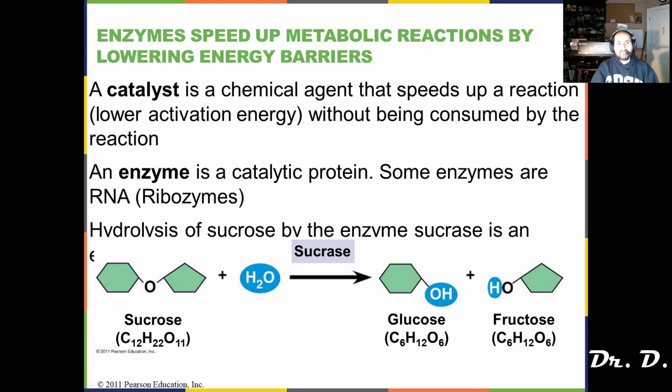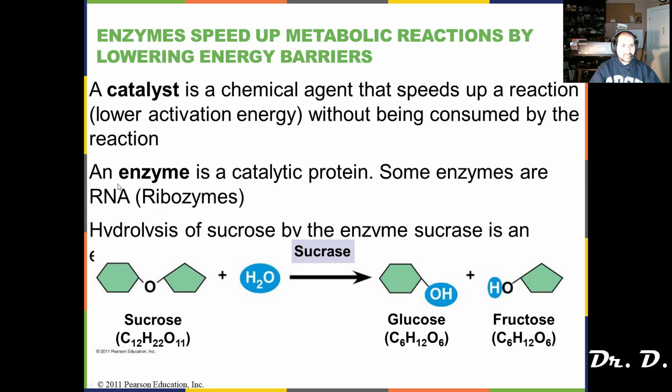Enzymes are proteins that speed up chemical reactions, and the term for those types of agents that speed up chemical reactions is catalysts. Catalysts speed up reactions, and so enzymes are catalysts. They speed up a reaction, and the way they do that is by lowering the activation energy. I'm going to explain what that means in a little bit. Another thing you need to understand is that catalysts function by speeding up a reaction, but they don't get consumed by the reaction. What does that mean? The reaction can happen over and over and over again.